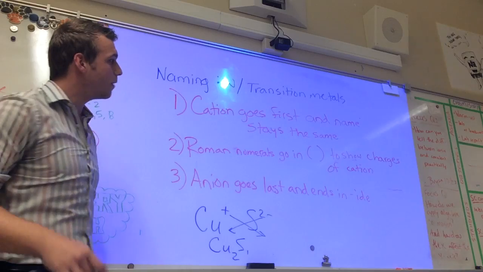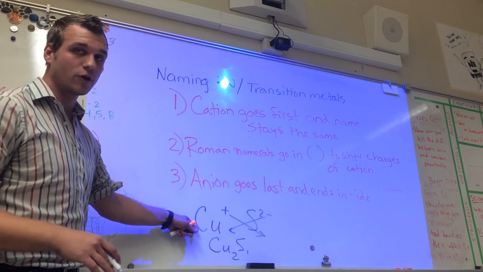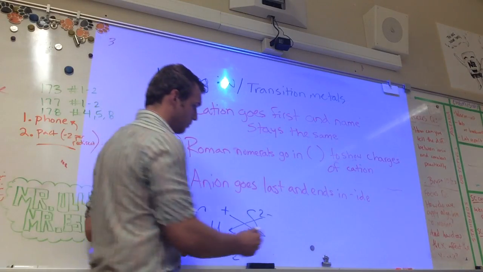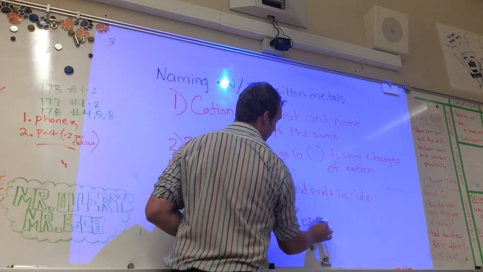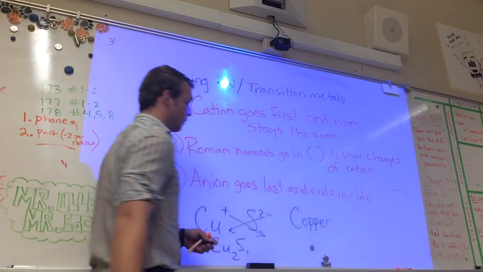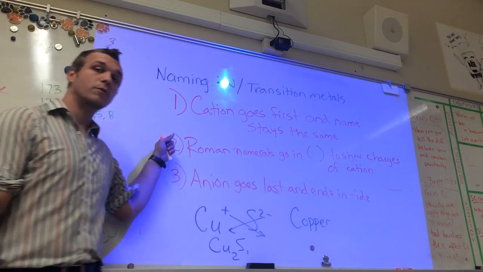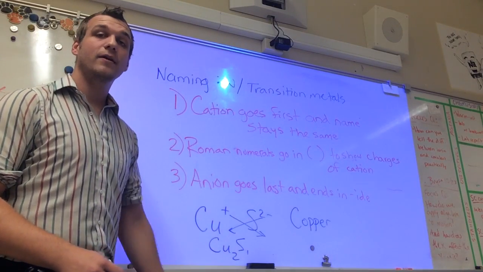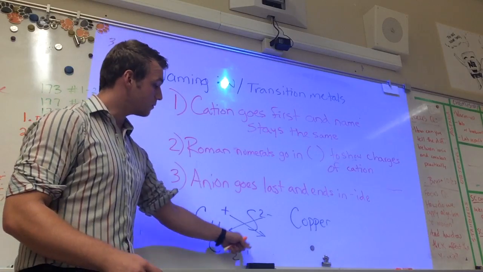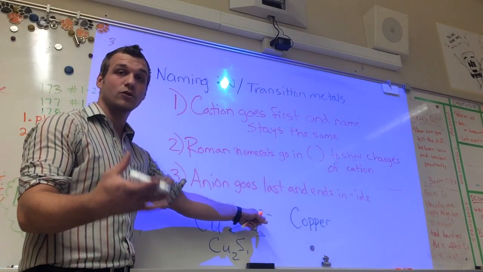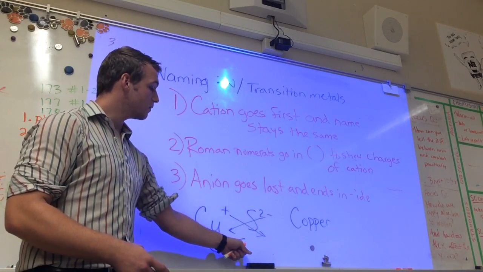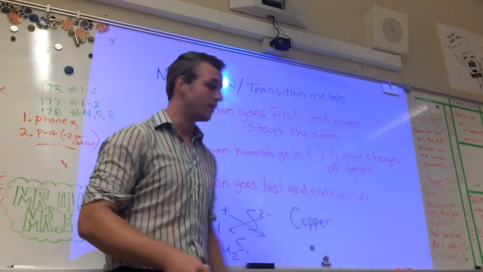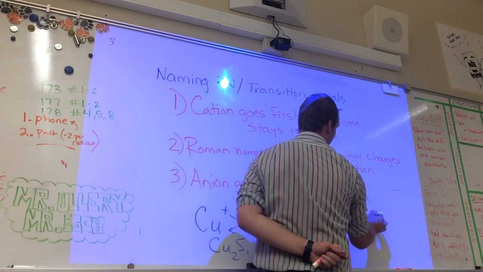Okay? So rule number 1, cation goes first. That's the positive charge, and the name stays the same. So copper is going to be copper. This is how you name it. Okay? Let's skip rule number 2 and move on to rule number 3 real quick. Anions go last and end in IDE. So sulfur was the anion, it's a negatively charged ion, goes last. So sulfur changes to sulfide, it ends in IDE. So we write copper sulfide.